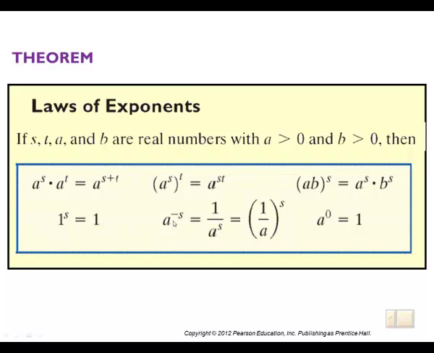And then here we have a to a negative exponent. We're going to apply that it becomes the reciprocal of that exponent. 1 over a to the s is the same thing as 1 over a, parentheses, to the s power. And then anything to the 0 power is 1.